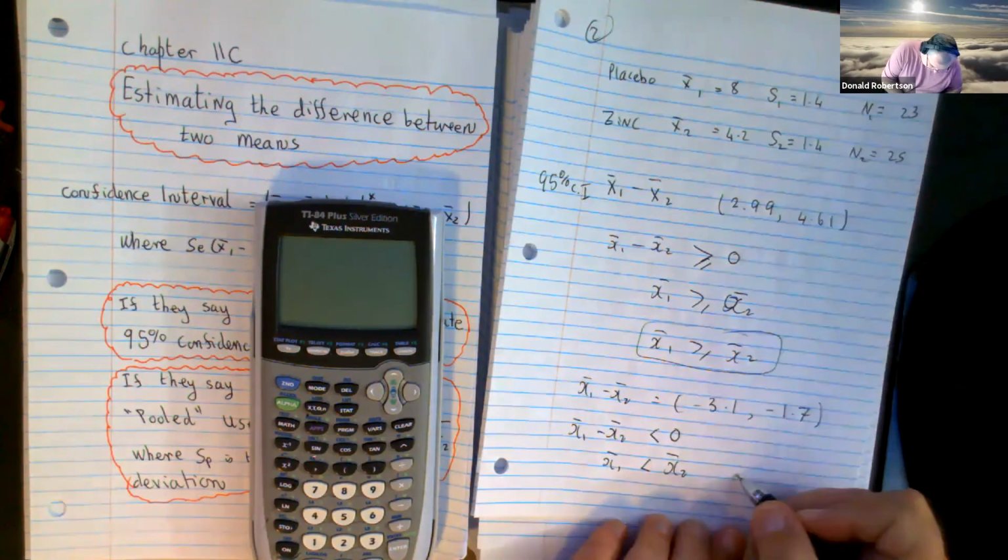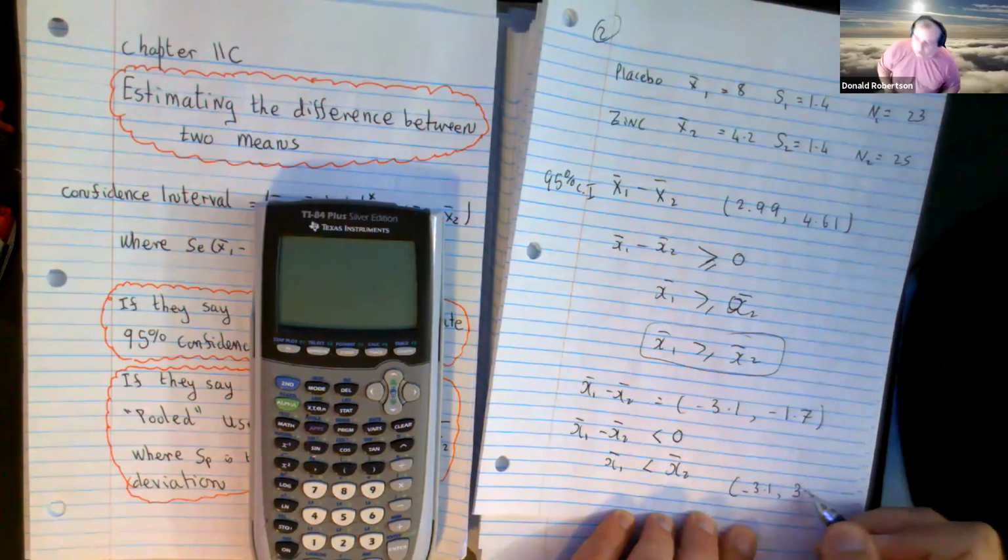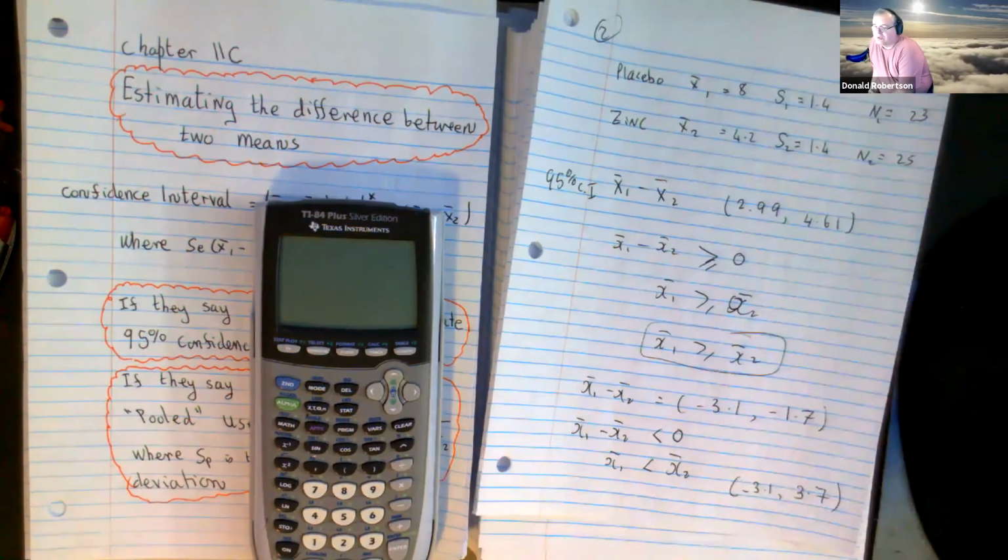And what happens when it contains 0? Well, when it contains 0, we don't have any real evidence to say that one of them is any bigger or less than the other, right? Could be either.